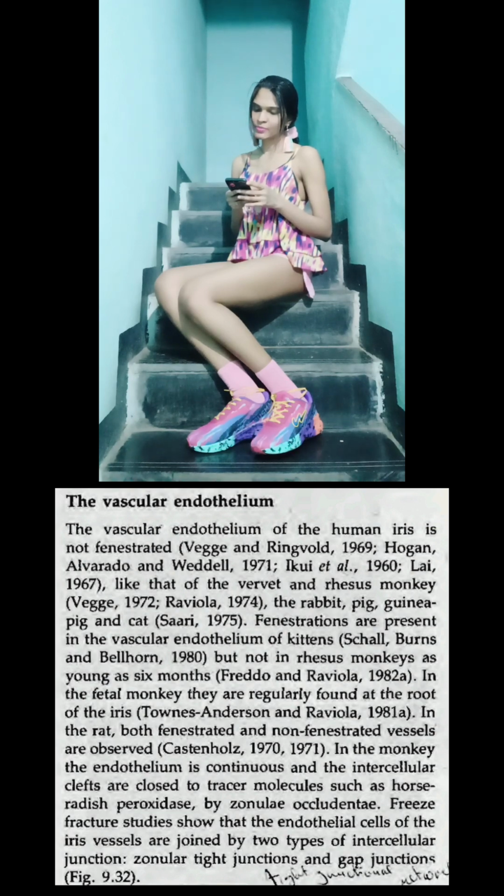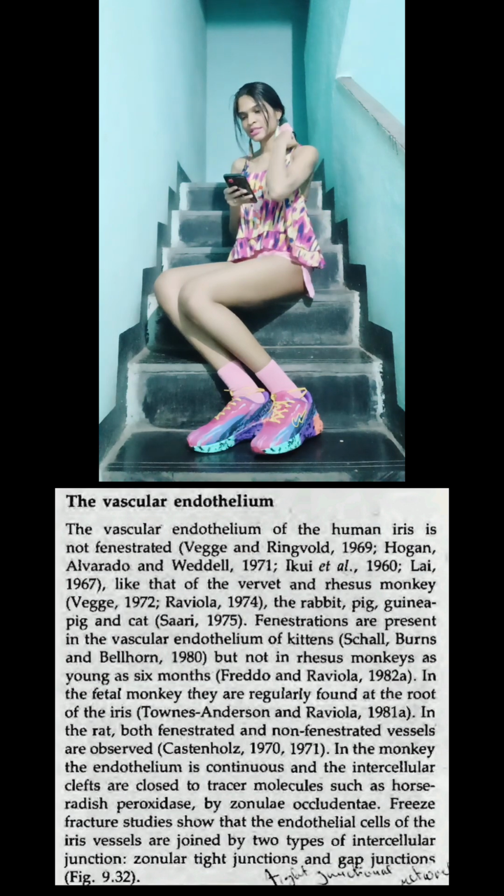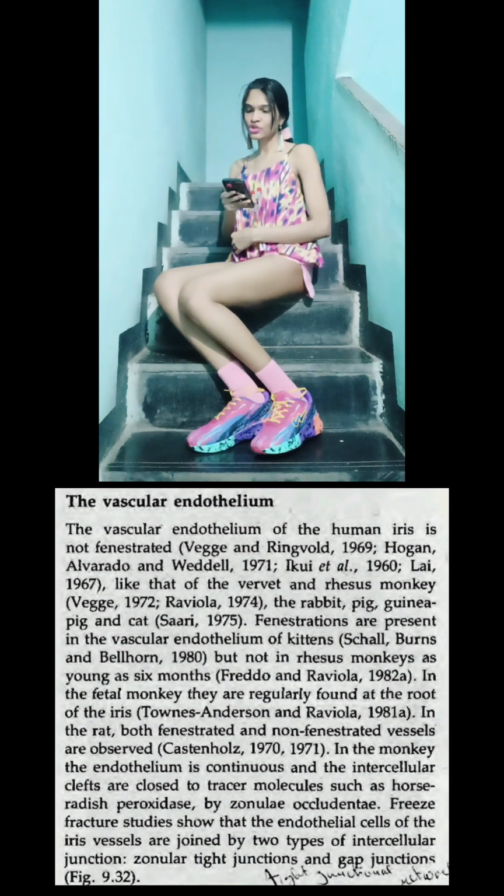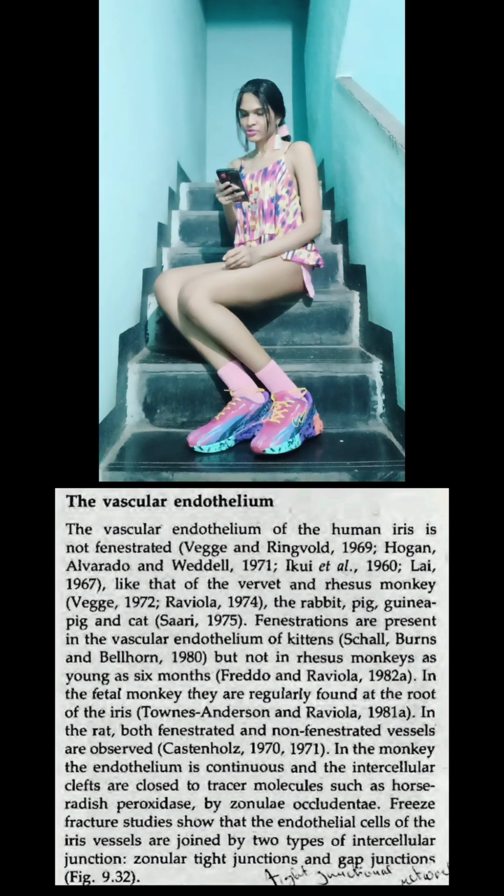In the rat, both fenestrated and non-fenestrated vessels are observed. In the monkey, the endothelium is continuous and the intercellular clefts are closed to tracer molecules such as horseradish peroxidase by zonulae occludentes. Freeze fracture studies show that the endothelial cells of the iris vessels are joined by two types of intercellular junctions, zonula tight junctions and gap junctions.